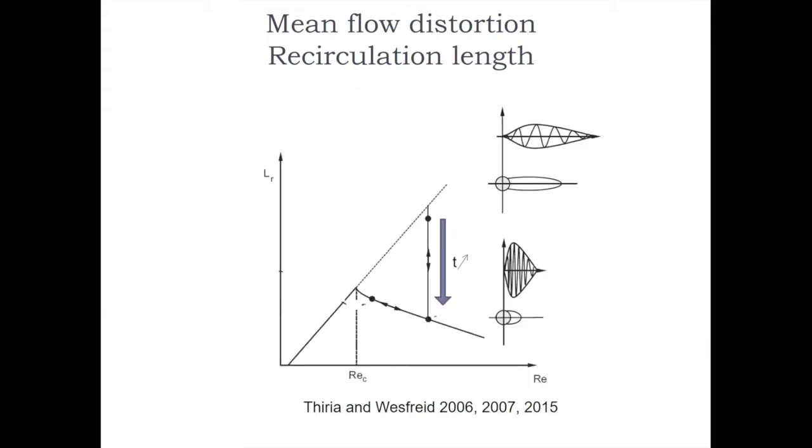That has been understood early on also in the transient experiments of Thiria and Wesfreid, who clearly showed that as we start from this numerical simulation, and if we start from a base state as initial condition and we leave it to evolve through an exponential instability that I described earlier, then progressively the recirculation length shrinks until it reaches its saturated value on the limit cycle.